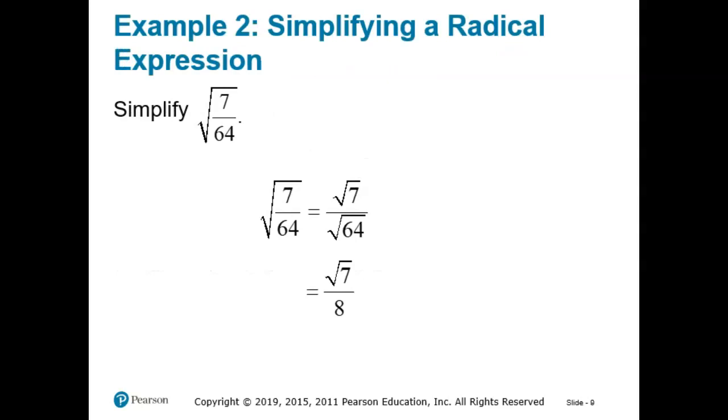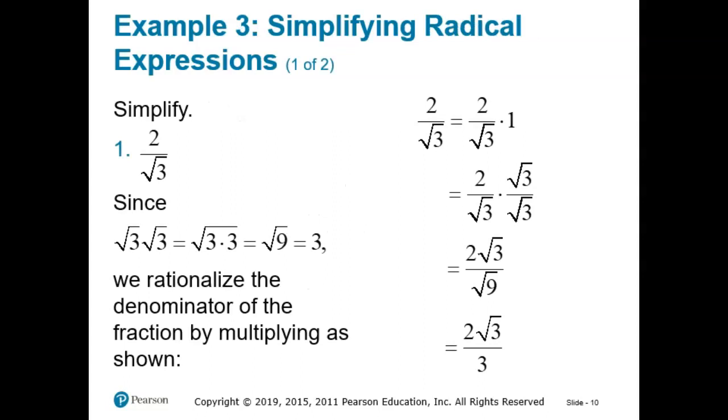So let's take a look at simplifying the square root of 7/64. We can rewrite that as the square root of 7 over the square root of 64. The reason why that's helpful is because we can then simplify the square root of 64 to simply be the number 8, and we cannot simplify the square root of 7, so that is the answer. No more simplification can happen. Now, let's take a look at simplifying this 2 over the square root of 3.